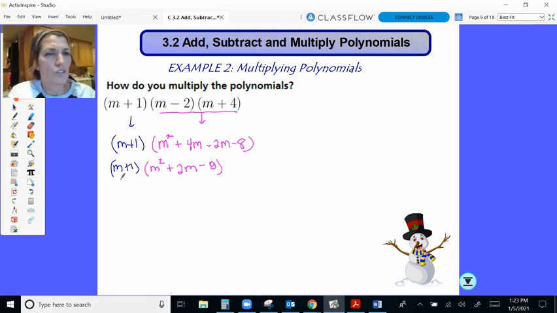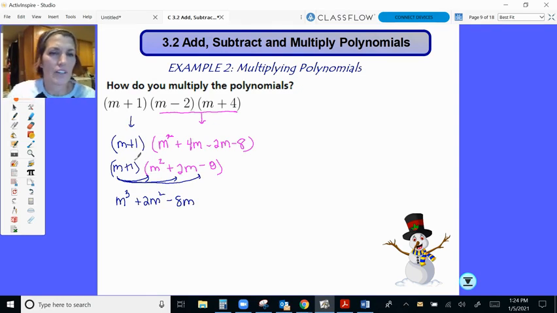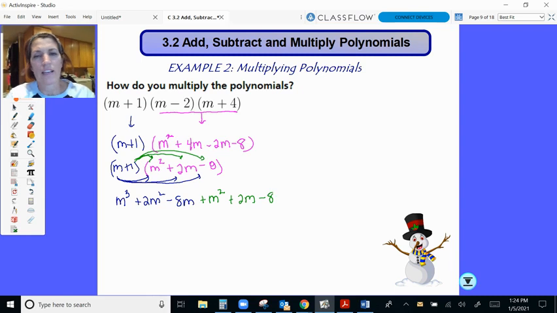Okay, then I will distribute these. So m times m squared is m cubed. m times 2m gives me a positive 2m squared. m times negative 8 gives me a negative 8m. And then I'll come up here to the top. Let's go to a different color here. 1 times m squared gives me a positive m squared. 1 times 2m gives me a positive 2m. And of course, 1 times negative 8 gives me a negative 8.